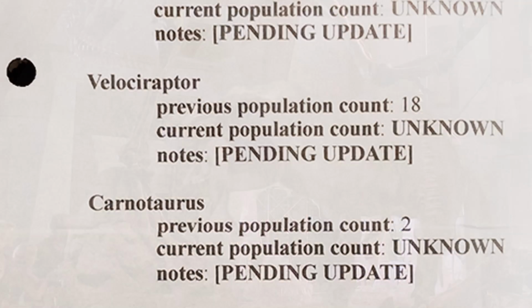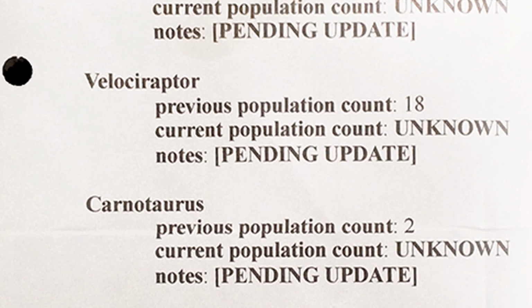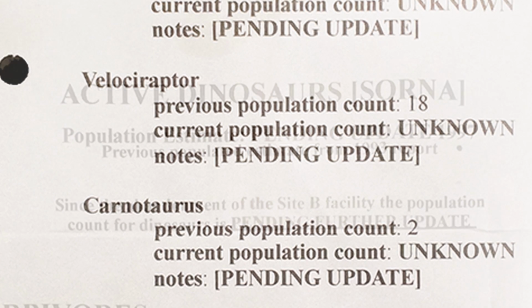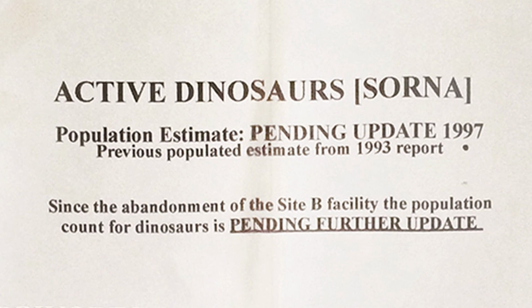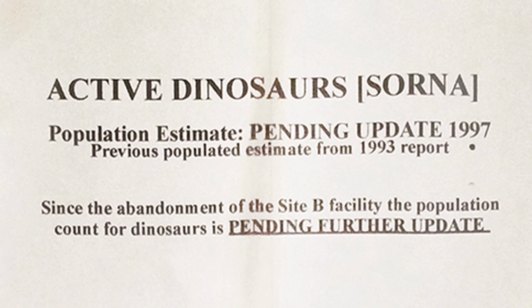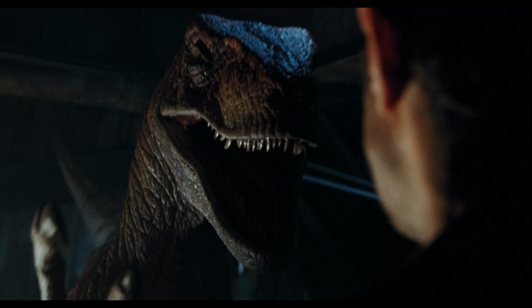But what about the 18 velociraptors that they counted living on Isla Sorna in 1993? Well, that information was going to be updated by InGen after something that was supposed to happen in 1997. Guess what movie that references?